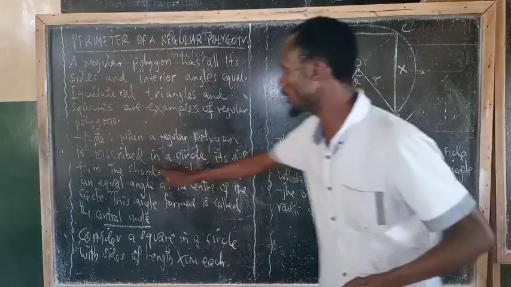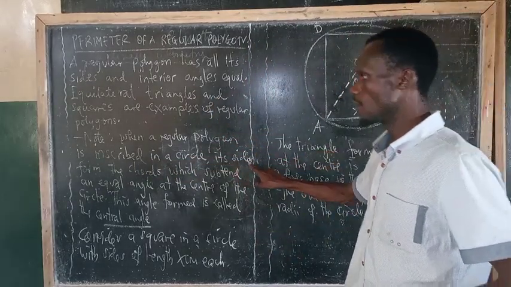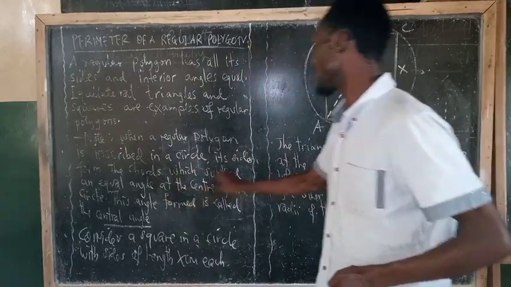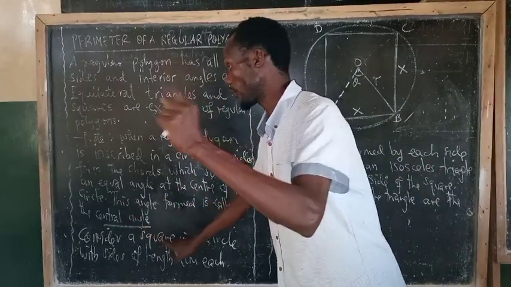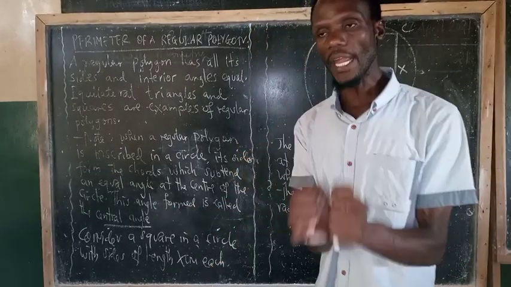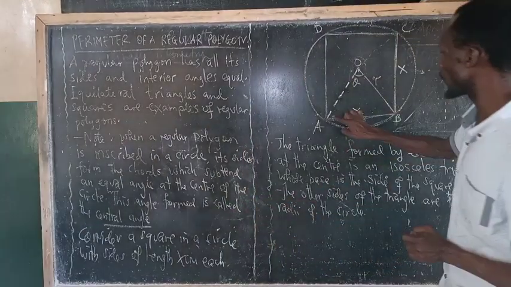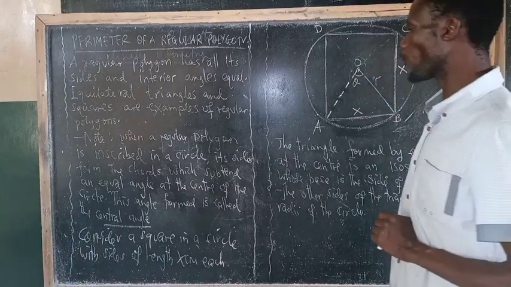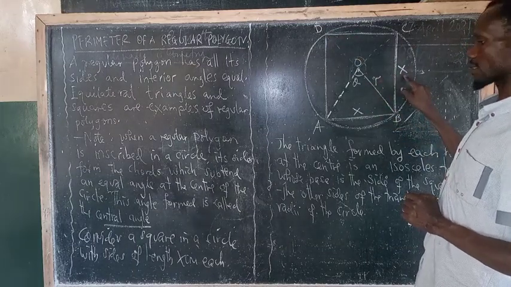When a regular polygon is inscribed in a circle, its sides form the chords which subtend an equal angle at the center of the circle. This angle formed is called the central angle. So the central angle is formed by the subtension of the side to the center. Consider a square inside a circle with side x.